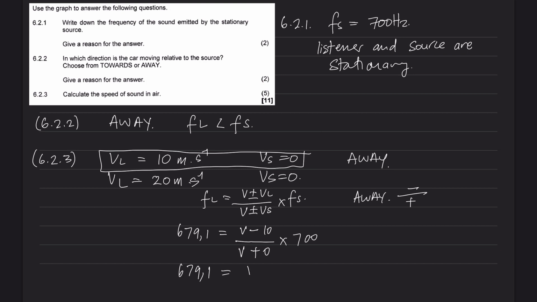679.1 is equal to V minus 10 divided by V, multiplied by 700. You can then solve for V, and then you get V equals 334.93 meters per second.